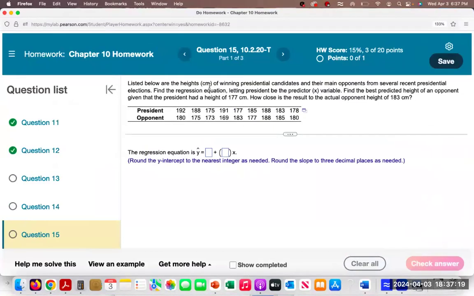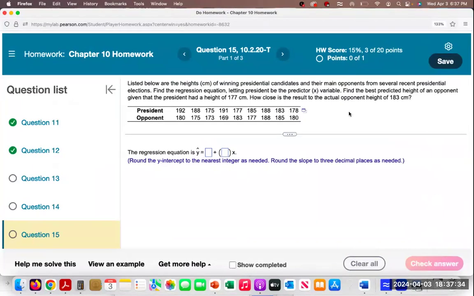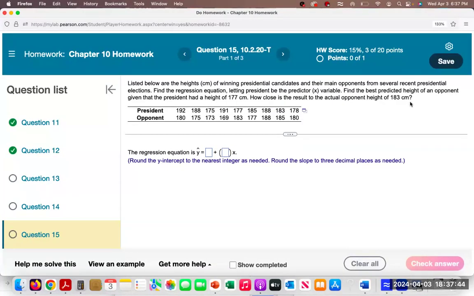Listed below are the heights in centimeters of winning presidential candidates and their main opponents from several recent presidential elections. Find the regression equation, letting the president be the predictor X variable. Find the best predicted height of an opponent given that the president had a height of 177 centimeters. How close is the result to the actual opponent's height of 183 centimeters?